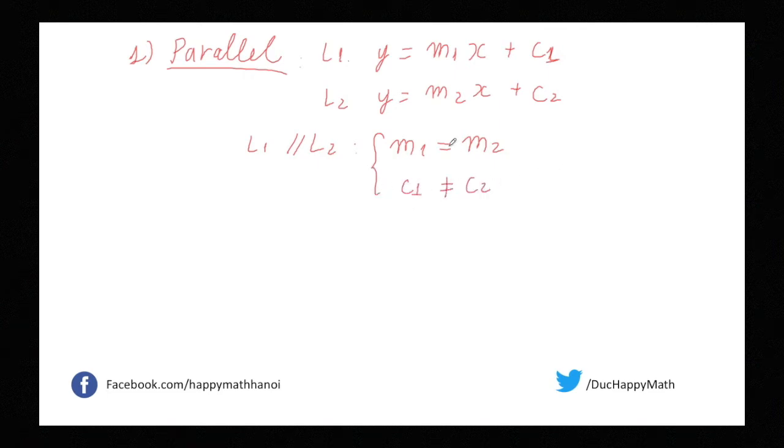Why? When m1 equals m2, they have the same slope, or the same gradient, so they have to be parallel. But c1 different to c2 means line 1 has to be different from line 2. If c1 equals c2, then L1 is exactly the same as L2, so that is not parallel, that is the same line. So L1 parallel to L2 means m1 has to be equal to m2 and c1 different to c2.